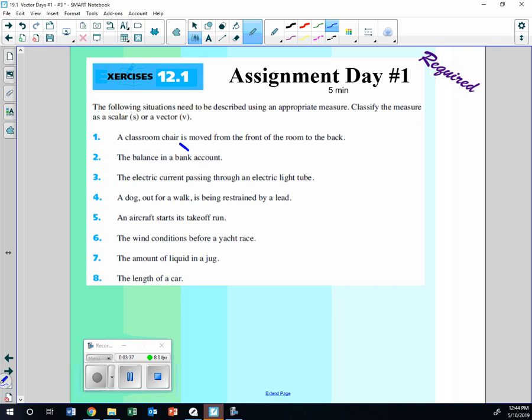Yeah, it's a vector because if the chair is moved, it's going to take some kind of a force, right? But what else do we want to know? The direction, because it's moving from front to back. Good. How many said that a bank balance account was a vector? How many said it was a scalar? Okay. Why did you say, Kale, that it's a scalar?